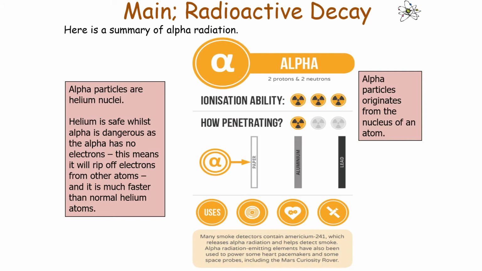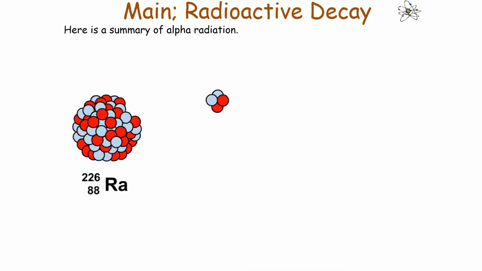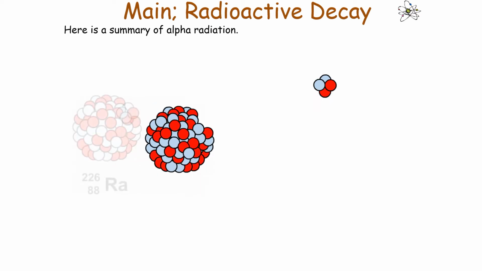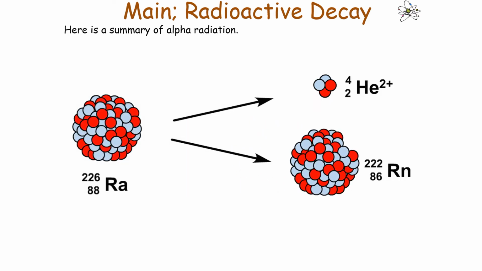So we can summarize the properties of alpha radiation with the following slide. Now please remember, alpha radiation comes from the nucleus of an atom. Here we can show the idea of what's going on in alpha radiation. That's what's taking place when this alpha decay takes place.